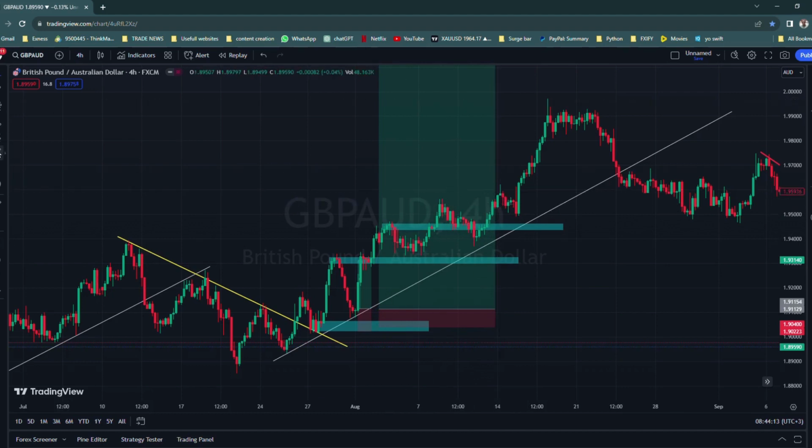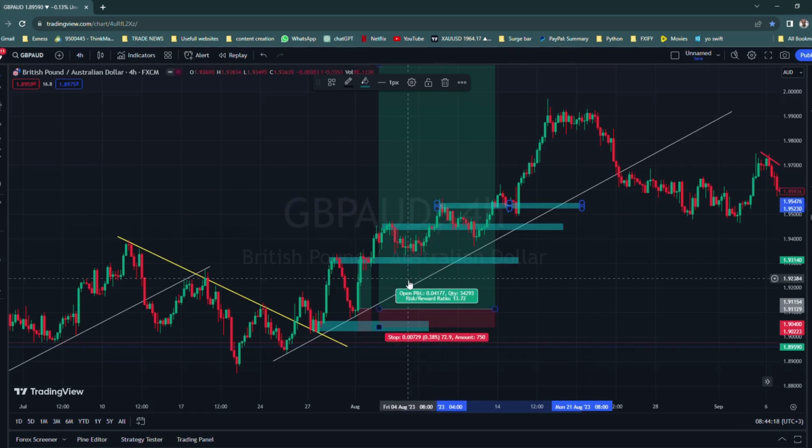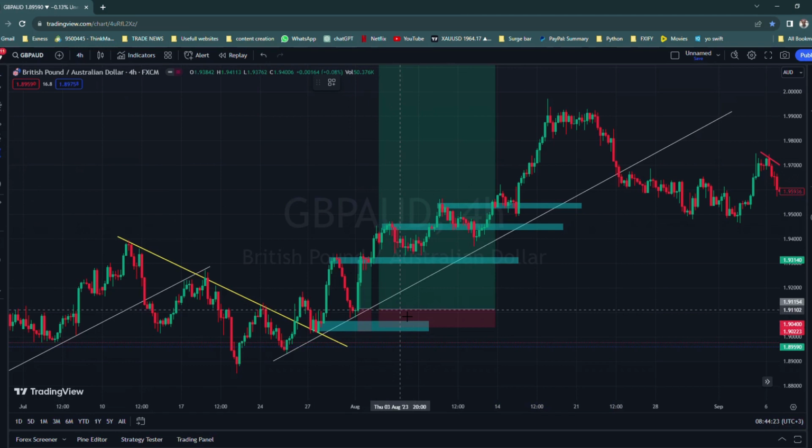Now if the new resistance right here is broken, now you move your stop loss. You move your stop loss from here to exactly here.